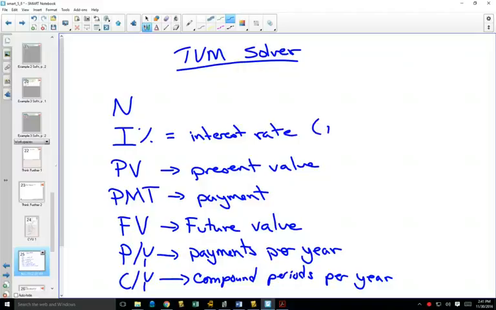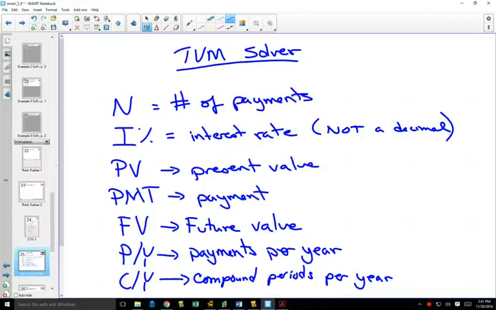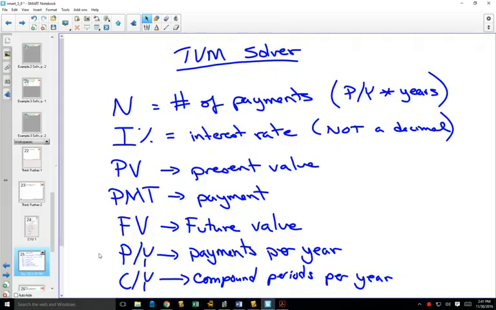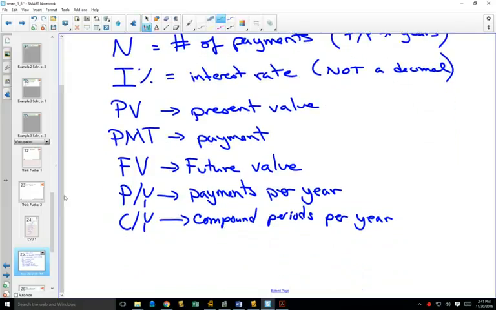I is your interest rate, and it's not a decimal this time. And N stands for the number of payments. And for number of payments, usually it is your payments per year times how many years. So your payments per year, which is lower down, times how many years that you have. We're going to put a special note at the bottom of this.